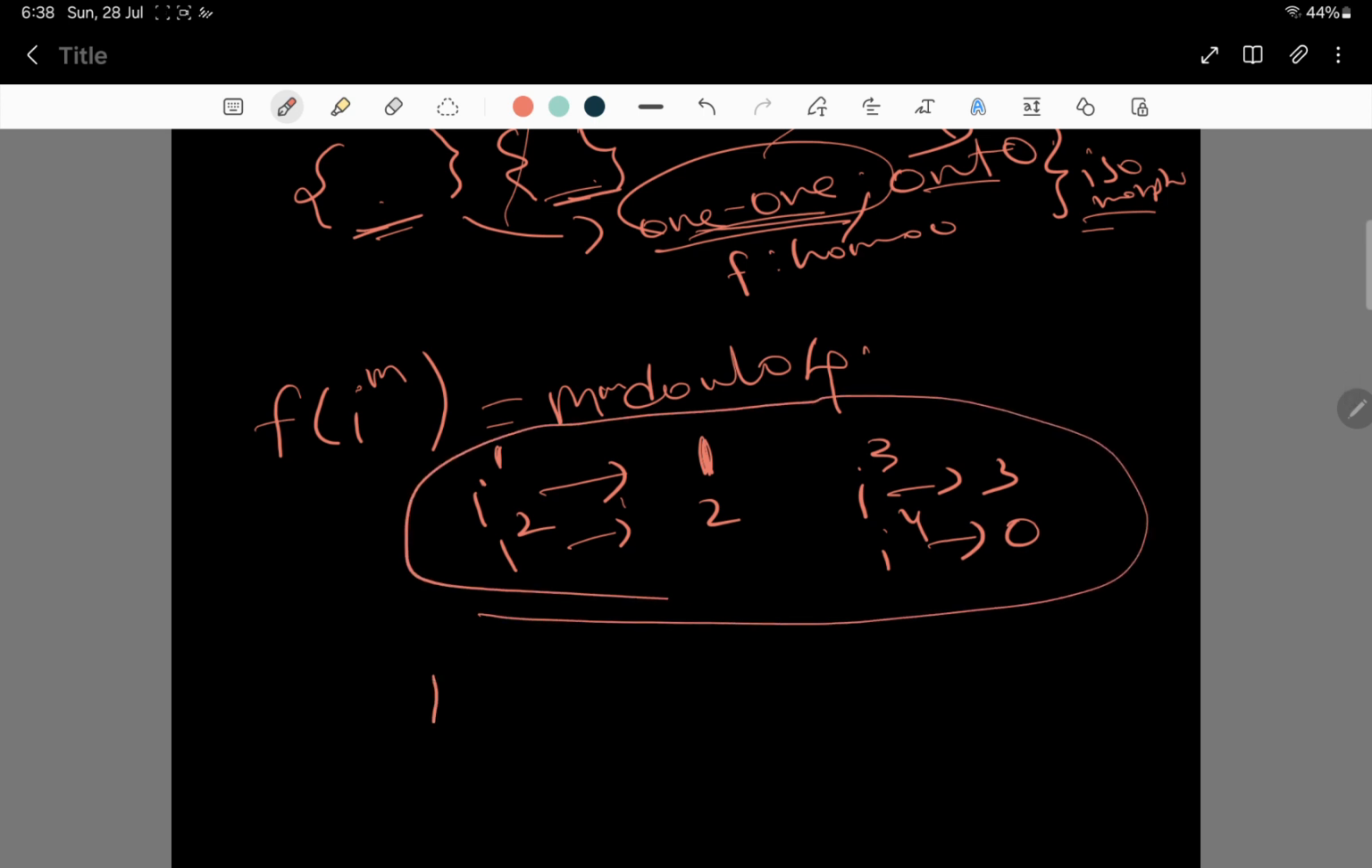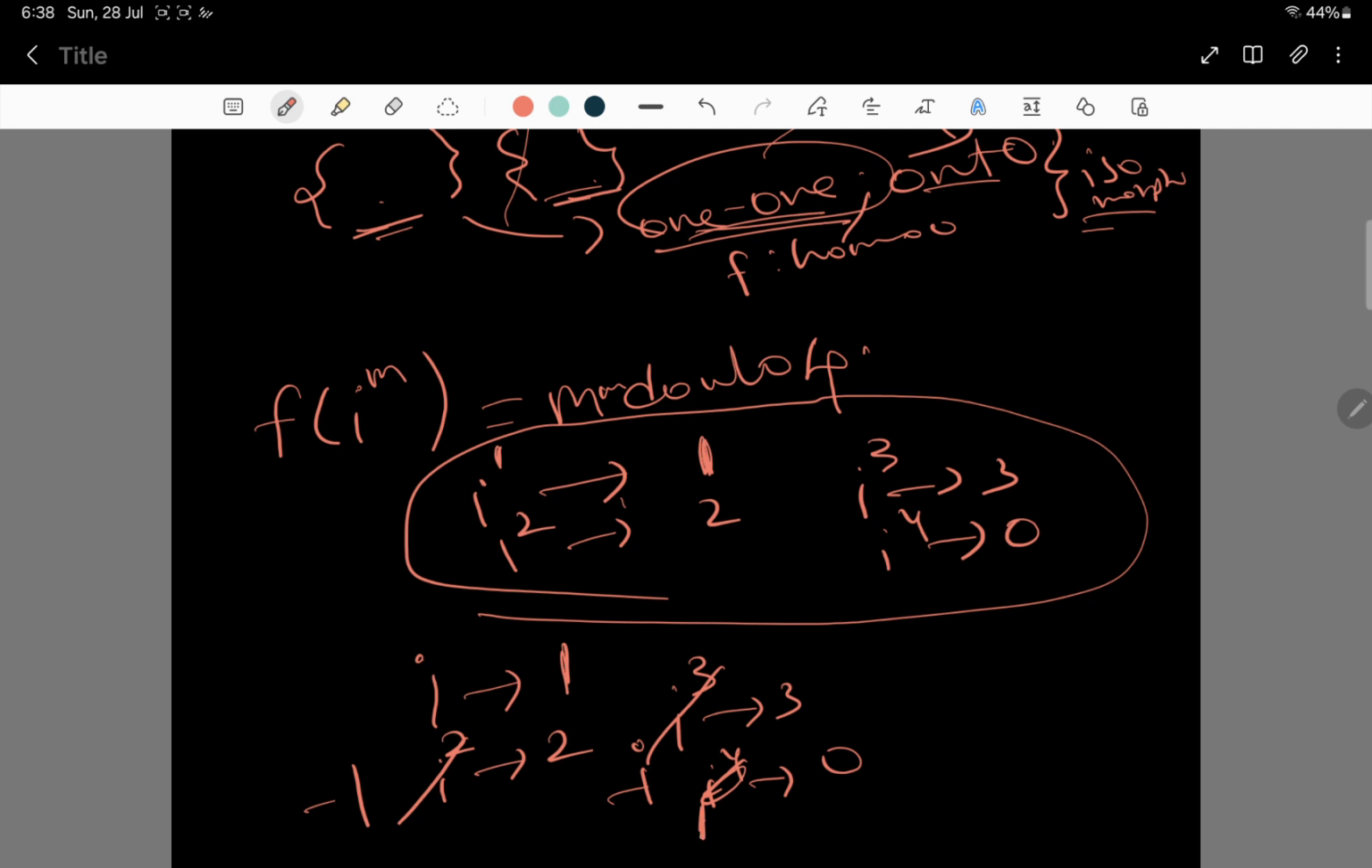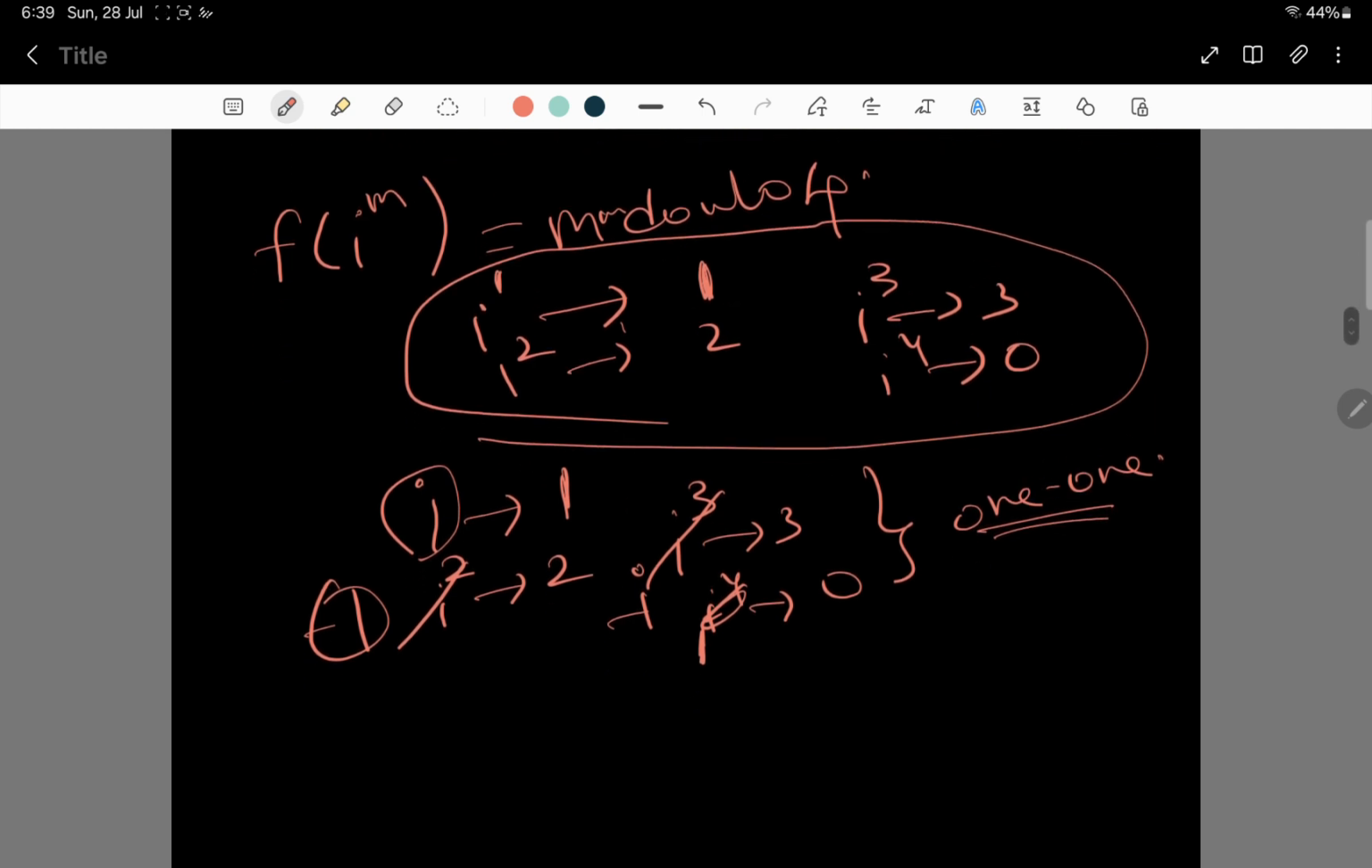See here, i is mapped to 1. I square is mapped to 2. I cube is mapped to 3. I power 4 is mapped to 0. I square means minus 1, i cube is minus i, i power 4 is 1. So if you see, every element is mapping to a different element, so it is one-one. And since the number of elements on both sides is the same, it is onto also.